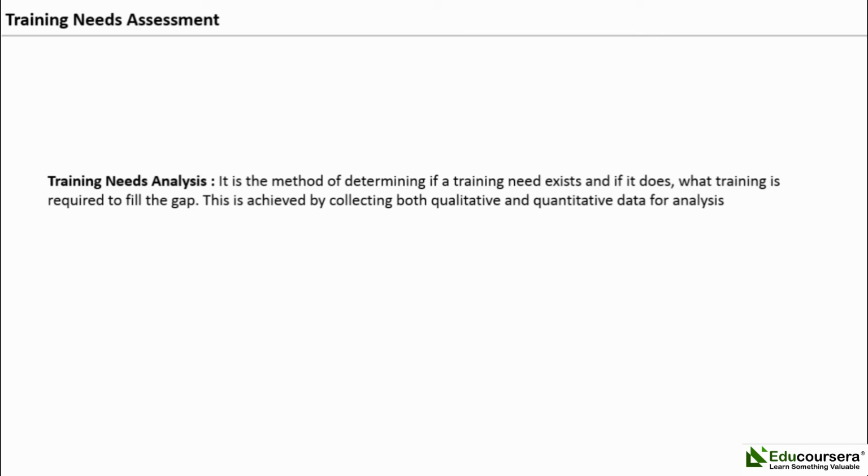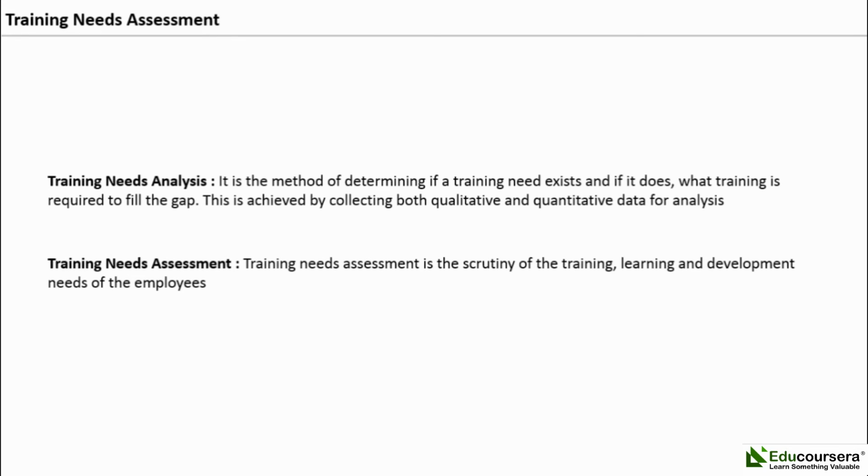Training needs analysis is the method of determining if a training need exists and, if it does, what training is required to fill the gap. This is achieved by collecting both qualitative and quantitative data for analysis. Training needs assessment is scrutiny of the training, learning, and development needs of the employees once they are identified. It is a kind of revalidation of needs identified already in training needs analysis.